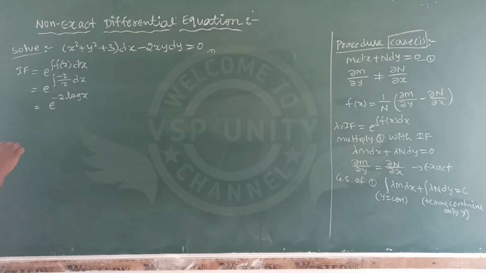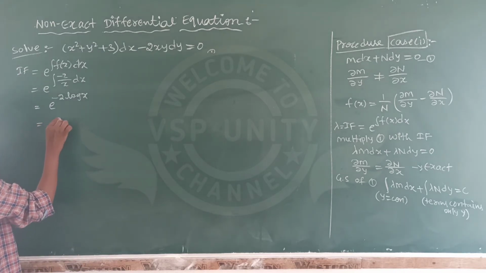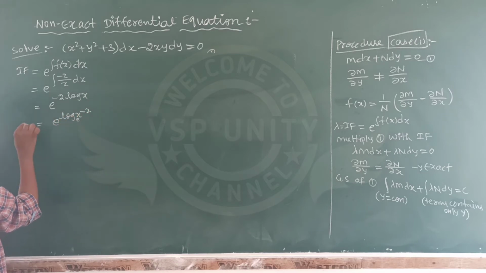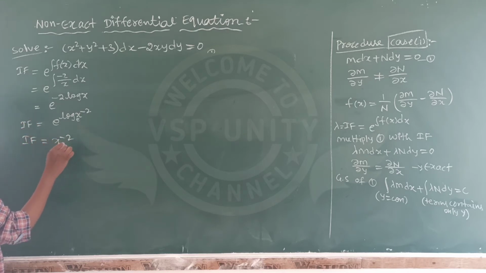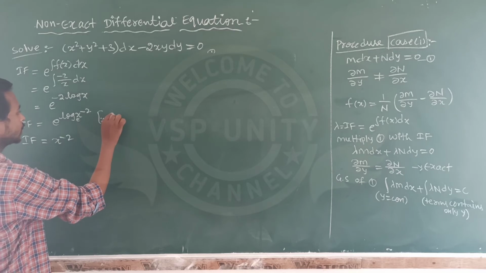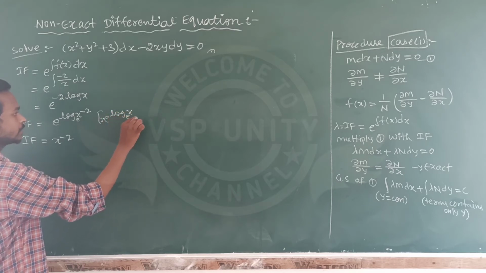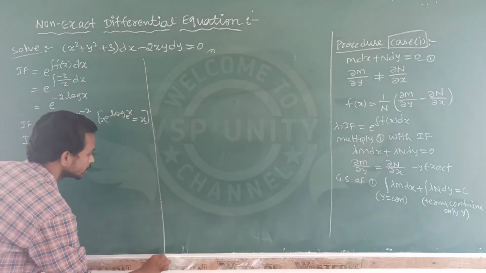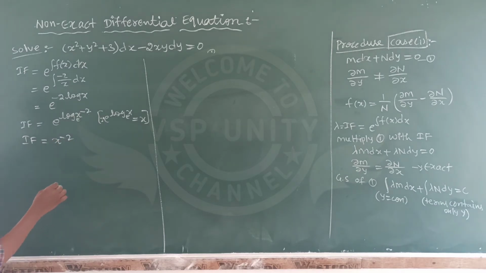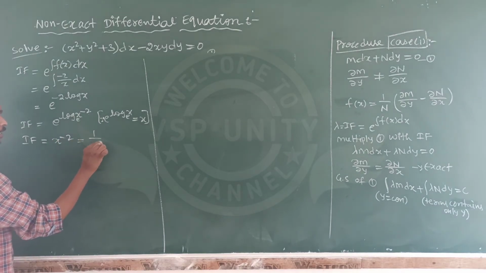Why I wrote log x? Minus 2 is outside, 1 by x dx, integration of 1 by x dx is log x. So e power of log x power of minus 2, here nothing means e. So we have a property, that is e power of log x base e can be written as x. By using this property we can write x power of minus 2 as the integrating factor, also can be written as 1 by x square.